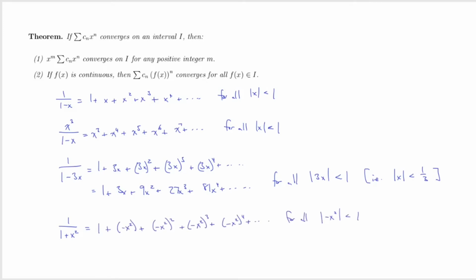And there's really not much to it. You simply replace the x's with negative x squared, and you get this expression here. We should do some simplifying. And we get that 1 over 1 plus x squared is just 1 minus x squared plus x to the fourth minus x to the sixth plus x to the eighth, etc. And it turns out that the absolute value of negative x squared is less than 1 precisely when the absolute value of x is less than 1. So here's our power series for 1 over 1 plus x squared.